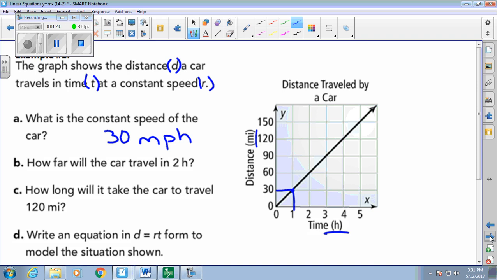How far will the car travel in 2 hours? That's simple. We look at our graph where 2 is, go to our line, then go to our corresponding y value, and it is 60. It's really important that we have our labels, because 60 can mean so many different things if it doesn't have a unit. C says, how long will it take the car to travel 120 miles? Now we go to where 120 miles is on the y-axis, bring it over to our line, and our corresponding x value is 4 hours.